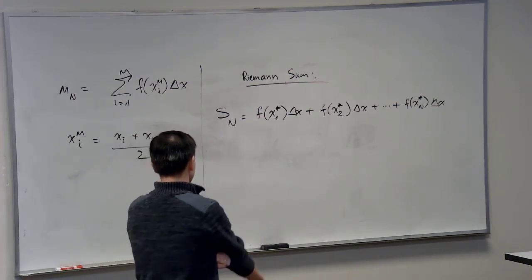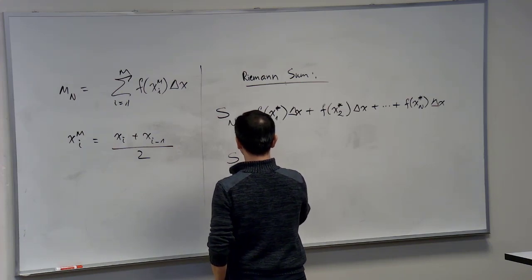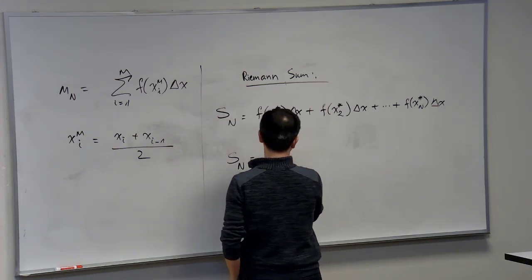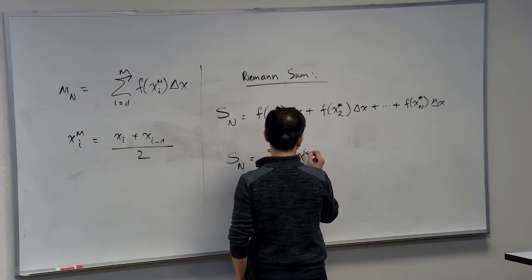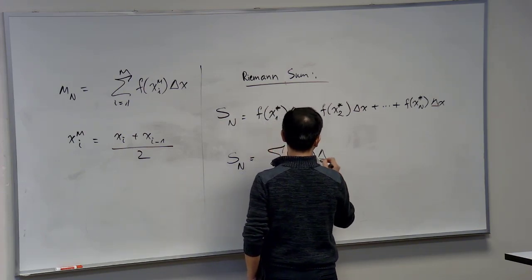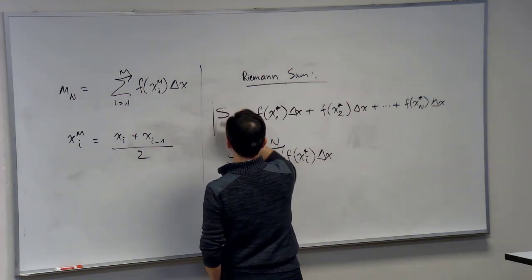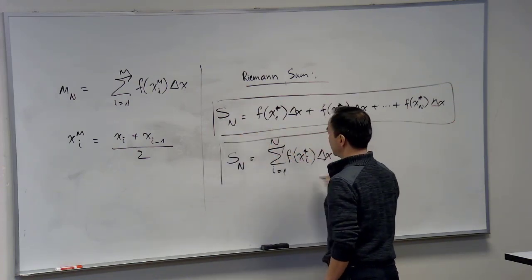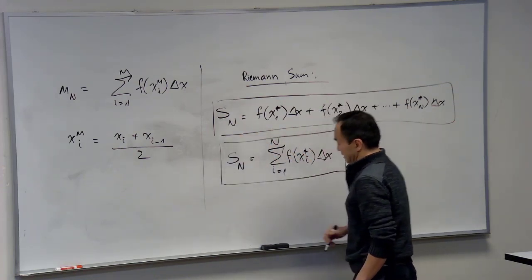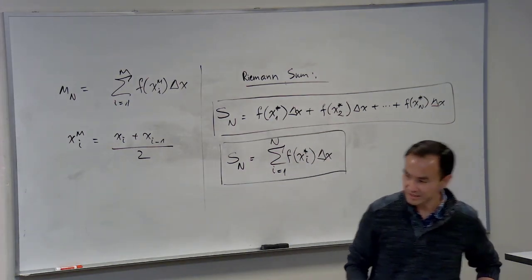And then in summation notation, it's this: the function at x star sub i, multiplied with delta x, where the index i starts at 1. Those are two different ways to write down the Riemann sum. All right, so we've done some examples. You guys got some good examples that we've done.